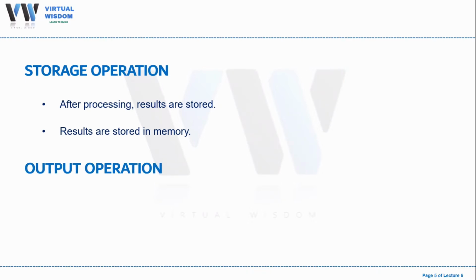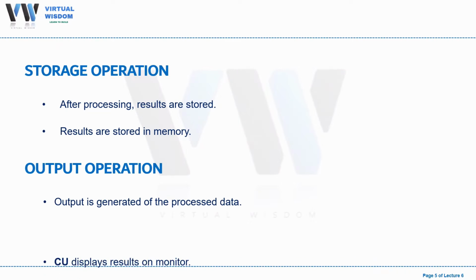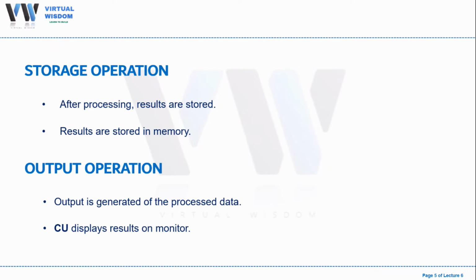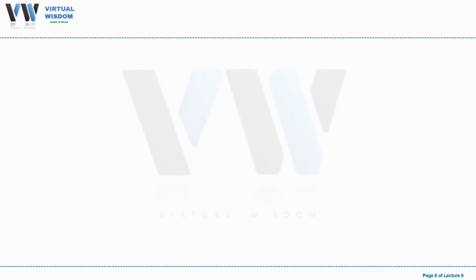Now the last operation, which is one of the important operations performed by the computer, is displaying the information. The results which were stored in the memory must be output so that they can be seen by the user. For this, CU, the control unit, displays the results on the monitor, and also these results can be saved onto the hard disk or any other storage device for future use. So these were the basic operations performed by the computer.